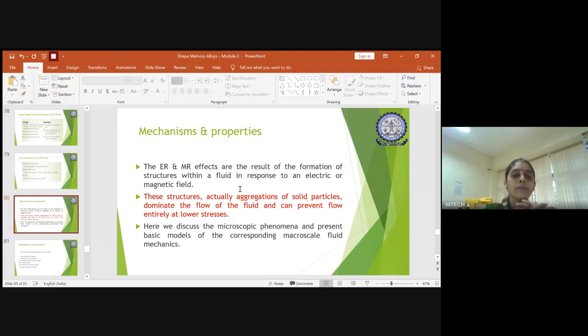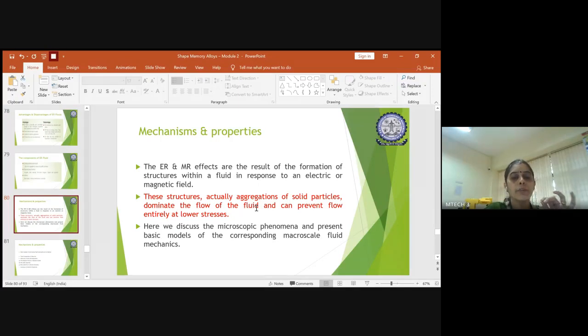Mainly in the flow of the fluid, these solid particles will dominate. Why? Because it is the main thing which responds to either the magnetic field or the electric field. Once it responds to the given field, it gets arranged in a proper order, which helps in enhancing the viscosity of the fluid. You can know that, right? So these particles will dominate the flow of the fluid.